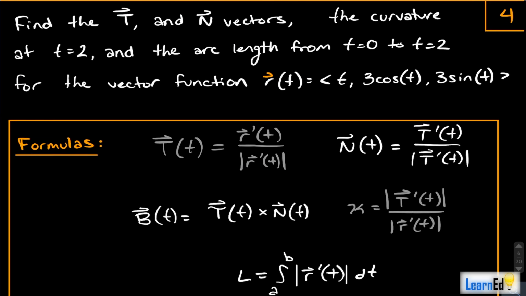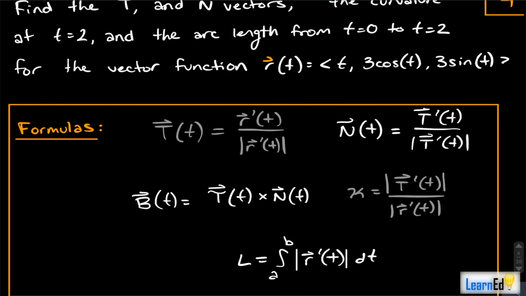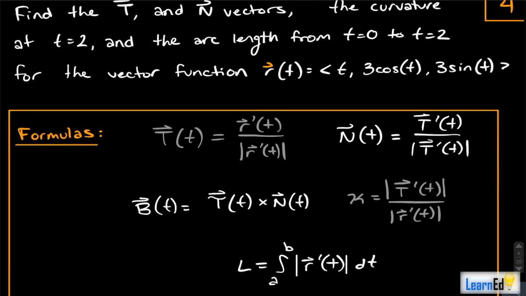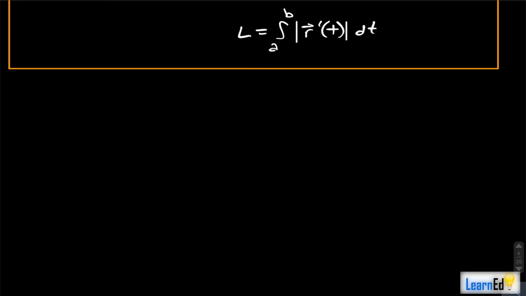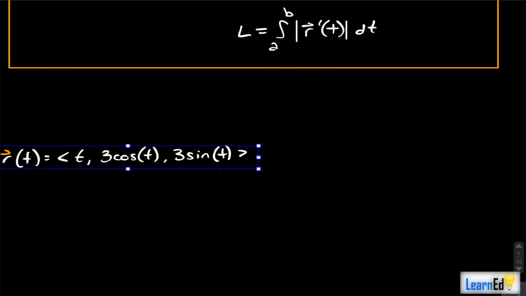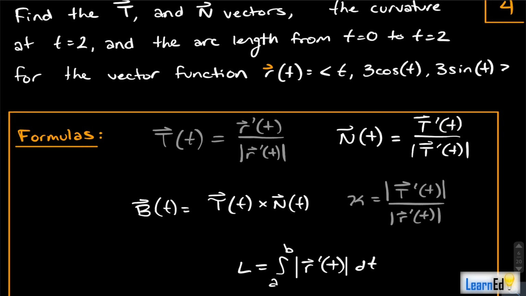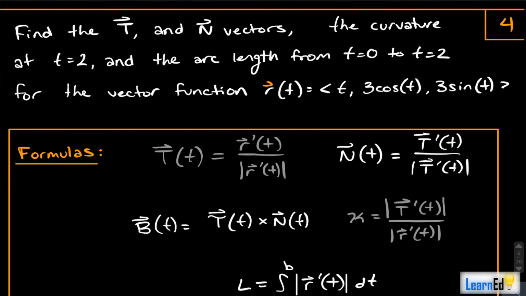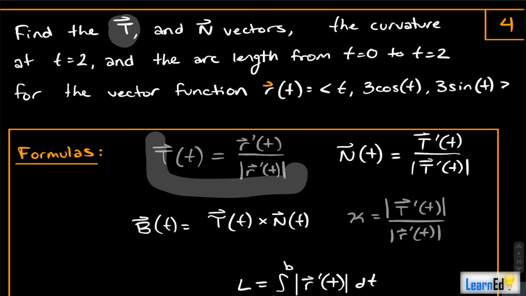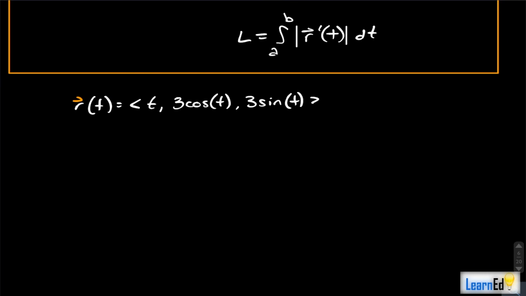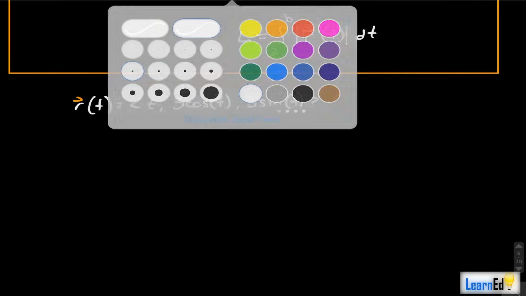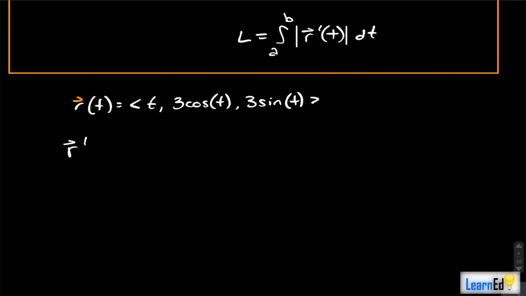And so let's just get on with this. If I copy this equation down here, we can start off by finding our unit tangent vector. That's the first one we have to accomplish. The unit tangent vector is just equal to r prime over the magnitude of r prime. So the first thing we have to do is find r prime.